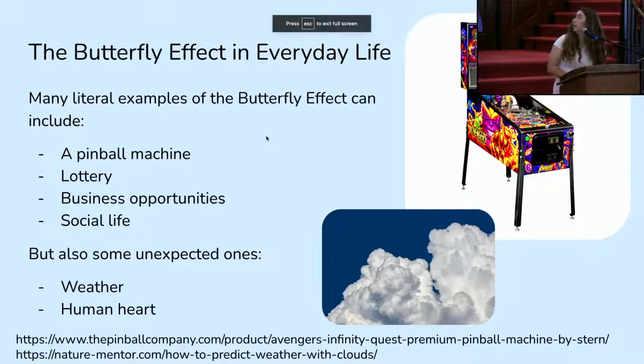And so when it comes to the butterfly effect in everyday life, some very literal examples can include a pinball machine. And I know that when I play with a pinball machine, it's just a game of how fast I can hit the ball away from the center of the end game, which includes a lot of just chaotic button pressing and absolutely no predictability. And then, of course, the lottery, which we all know is just a big game of chance. You never know what you're going to get.